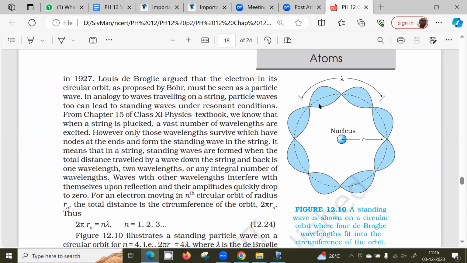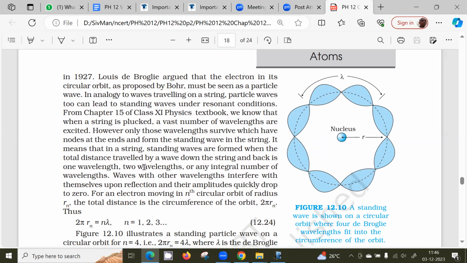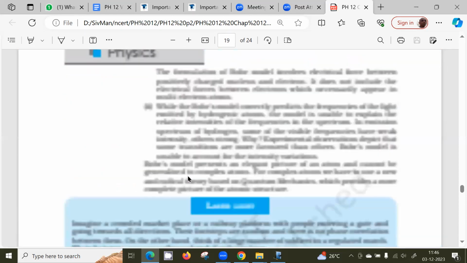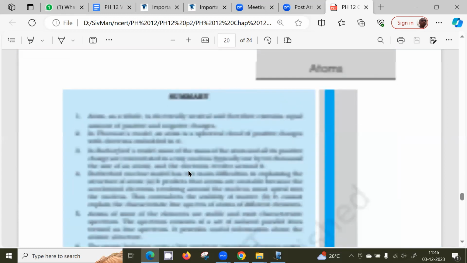Suppose this circumference is 4 meters, then lambda 4 will be 1 meter, lambda 1 will be 4 meters, lambda 2 will be 2 meters. So a lambda of 1.5 meter is not possible. So lambda is quantized or discretized. So this is another interpretation of Bohr's postulate. With this, the theory part of the chapter is over.